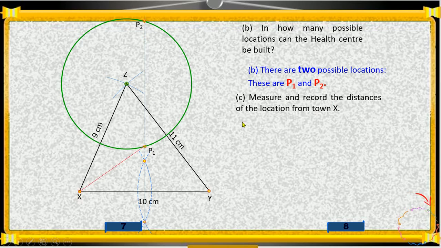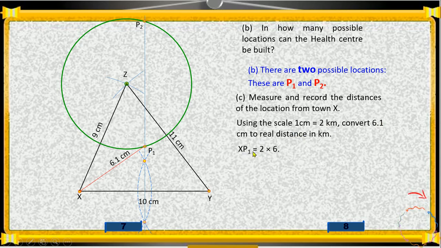So now let's do that. That's XP1. We are going to place our ruler to measure that distance. Now this is our ruler. What is the distance? As you can see, the distance is 6.1 centimeters. So XP1 is equal to 6.1 centimeters. Using a scale of 1 centimeter to 2 kilometers, convert 6.1 centimeters to real distance in kilometers, and that will give XP1 equal to 2 times 6.1, which is 12.2 kilometers.